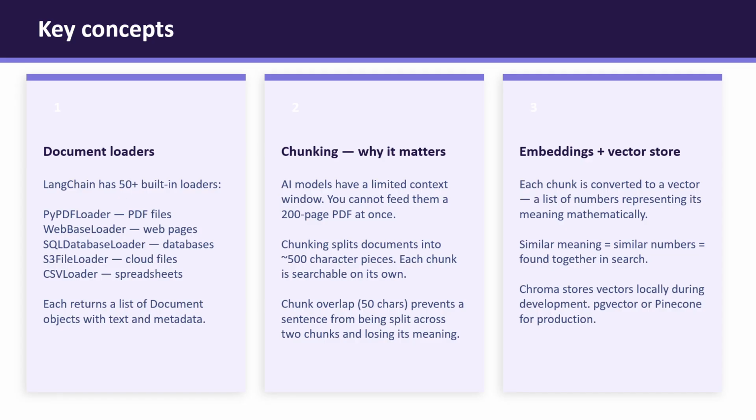Every loader returns the same document object format, which is just a Python object containing the text content and some metadata, like the source file name and page number. Second, chunking. You cannot feed a 200-page PDF to the AI all at once, because AI models have a context window, a limit on how much text they can read at one time. Think of it like short-term memory. Chunking solves this by splitting documents into small pieces that can be retrieved individually. The overlap prevents a sentence from being cut across two chunks and losing its meaning.